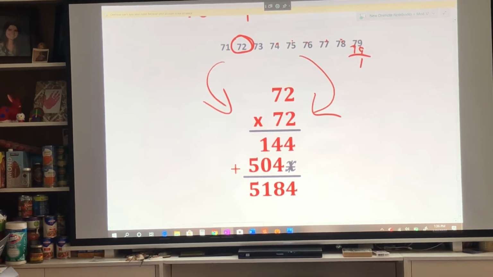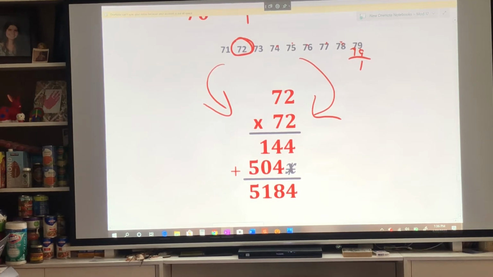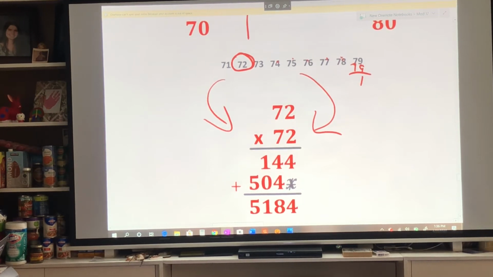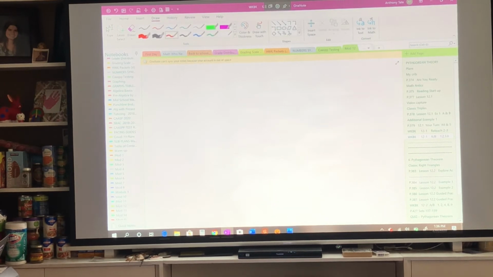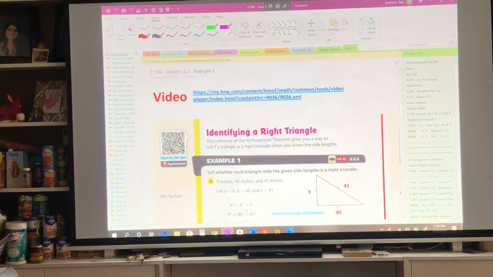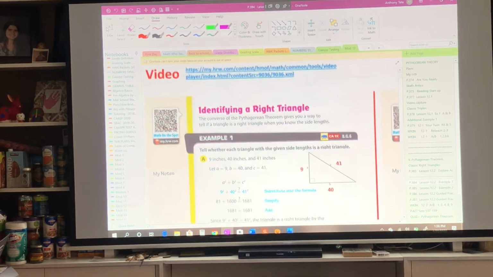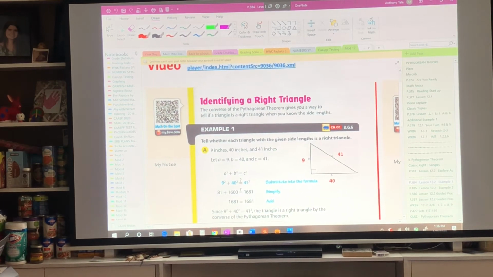Okay, we've corrected the 2 worksheets. Let's go to page 384 and see what's going on here.